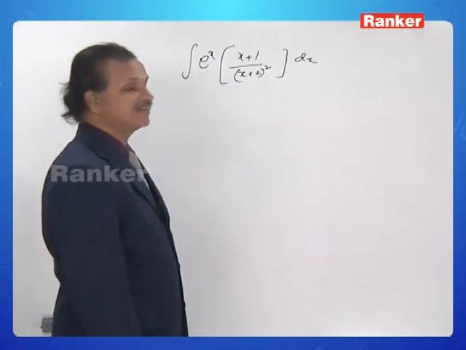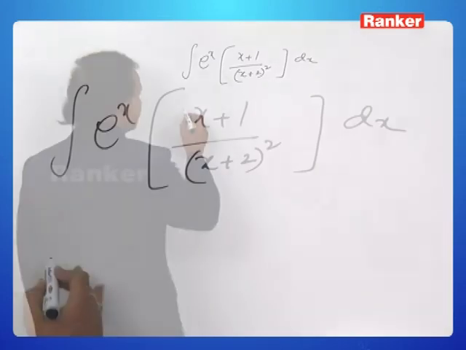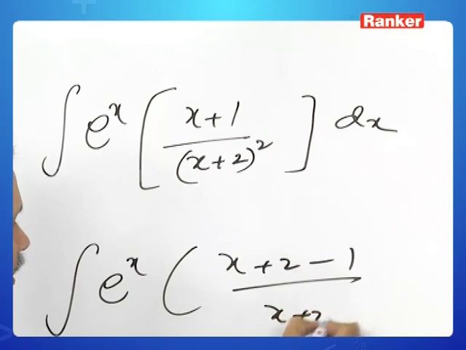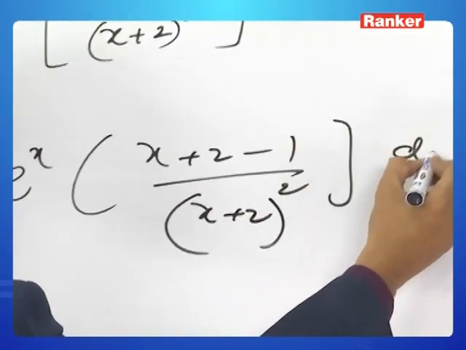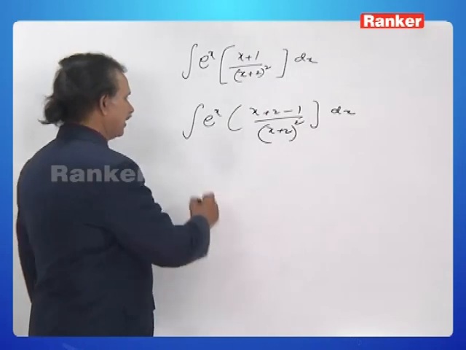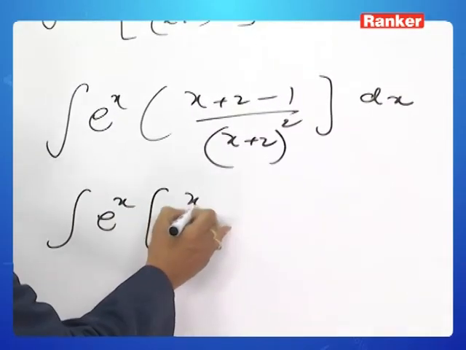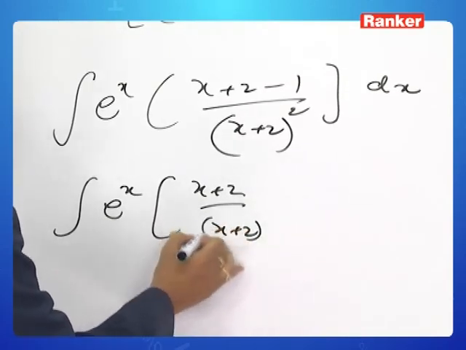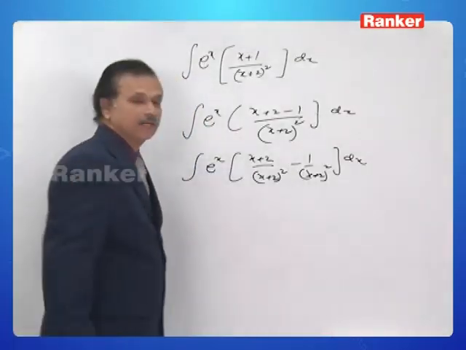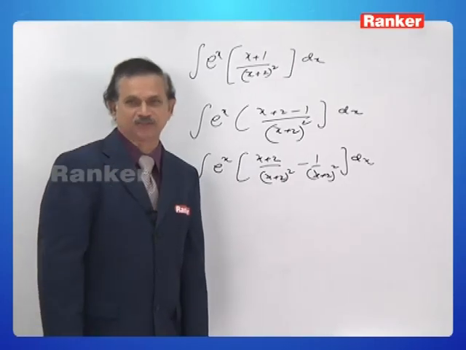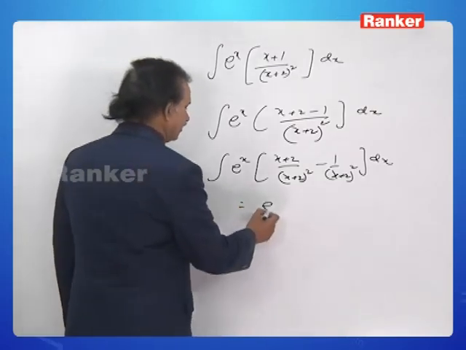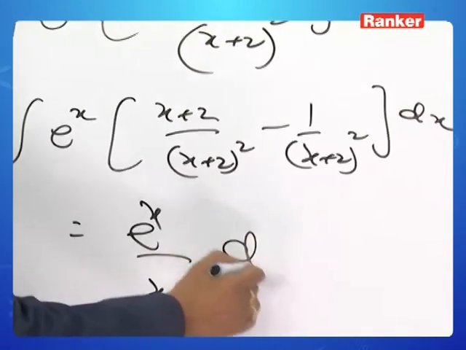Consider the problem e power x into x plus 1 by x plus 2 whole square. This can be taken as e power x into x plus 2 minus 1 by x plus 2 whole square. You can split this quantity inside the bracket into two parts. What are those parts? E power x into x plus 2 by x plus 2 whole square minus 1 by x plus 2 whole square dx. Automatically x plus 2 by x plus 2 whole square is 1 by x plus 2. Exactly its derivative is present here, that is minus 1 by x plus 2 whole square. Hence the answer is e power x by x plus 2.